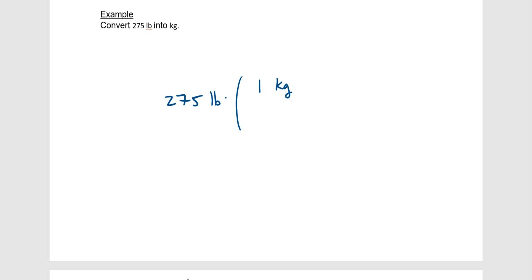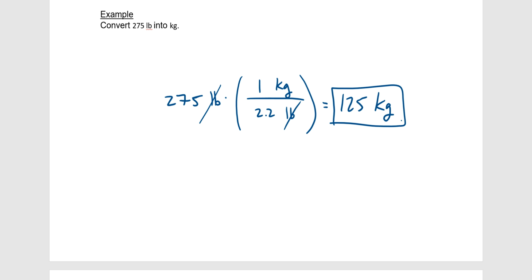And for this last one here, before we get to this last sheet with the summary on it, is convert 275 pounds into kilograms. Setting up the conversion, 275 pounds times 1 kilogram divided by 2.2 pounds. We knew to put the kilograms on top because that's what we wanted, and then it lets the pounds cancel off. So this is 275 times 1 divided by 2.2, which ends up giving us 125 kilograms. Okay, so 275 pounds is 125 kilograms.